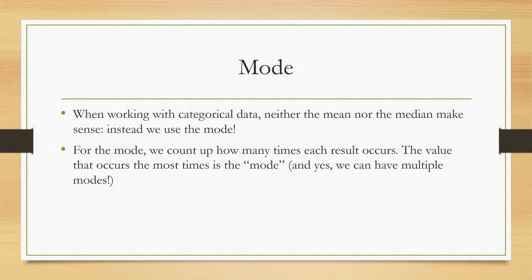So for the mode, we literally count up how many times each thing happens. And again, think about this in the context of categorical data. I have a whole bunch of people who told me their favorite color. How many people said red? How many people said green? How many people said blue? The value that occurs the most often is the mode. So if I say 87 people said red, 37 said green, 52 said blue, the mode is going to be red, the color.